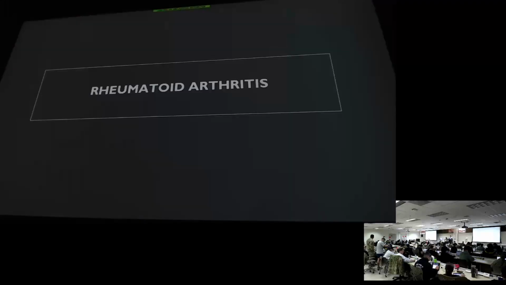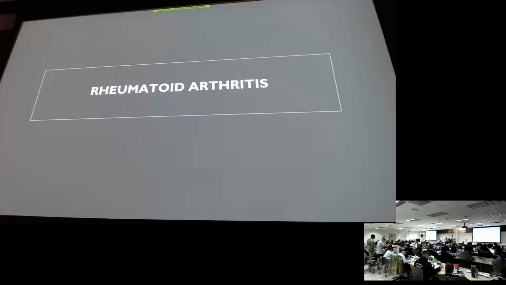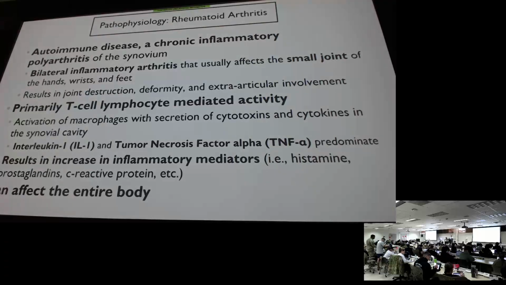Moving on to RA. Autoimmune, chronic inflammatory polyarthritis of the synovium. So unlike wear and tear, it's not wear and tear. Their own body is turning against itself, right? So the body's immune system, usually driven by the T cells, attacks the synovium of the joints, and so the lining of the joints are affected. So you get chronic inflammation, pain, swelling, and progressive joint destruction if you don't get after it early, right?